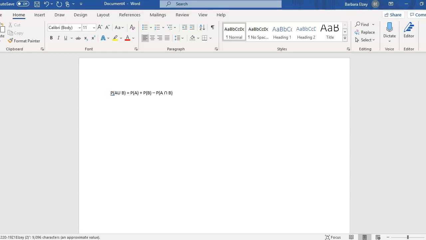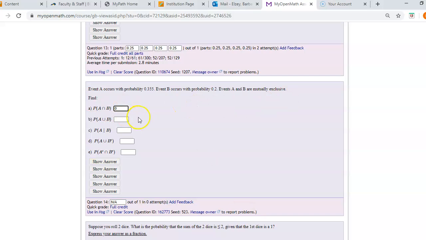So let's fill into the formula. The probability of A was 0.355. The probability of B was 0.2. And we already said that if they're mutually exclusive, the probability of the intersection is 0. So this ends up giving us 0.555. It didn't tell us how to round, so we'll leave it at 0.555.